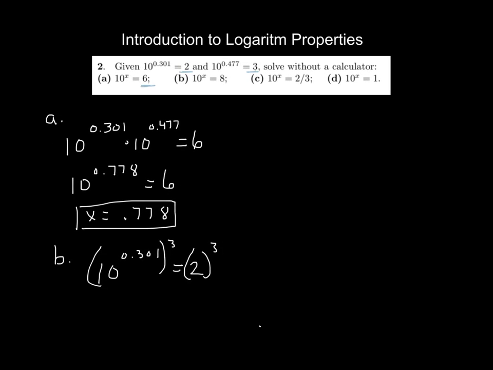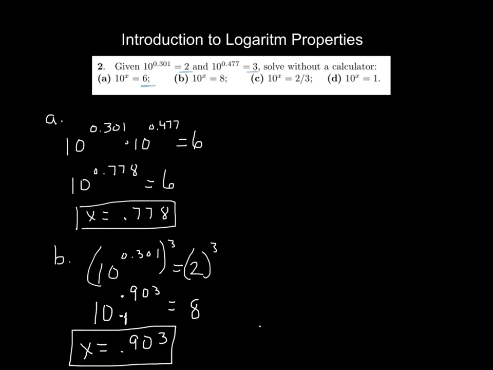So we'd have 10. Now what do you do to that exponent? Multiply. So we'd have 10 up to the 0.903 power equals 8. So what does x equal? 0.903. Okay, so once again, I took 2 to the 3rd power. So therefore, I took the 10 to 0.301 up to the 3rd power. And then I just multiplied those, and I got the exponent there.